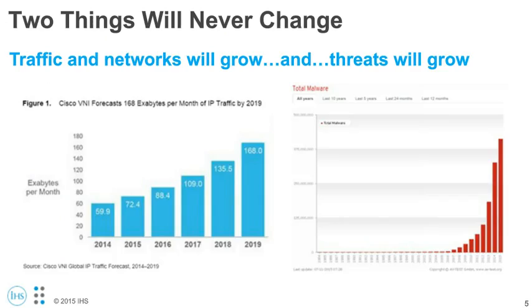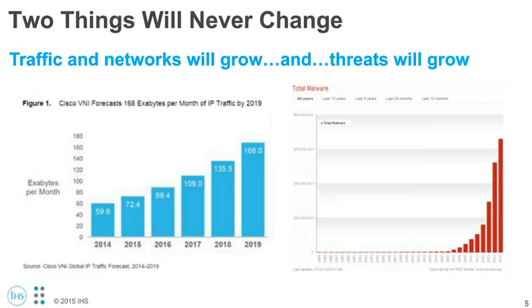So with that, there are sort of two fundamental principles I think that we can all agree on. On the left side is the traffic and networks will continue to grow. This is Cisco's global IP traffic forecast from their Visual Networking Index. But by any tool that you use to measure traffic, the growth is incredible. And just to sort of level set here, Cisco's expecting 72.4 exabytes per month of IP traffic moved this year in 2015.